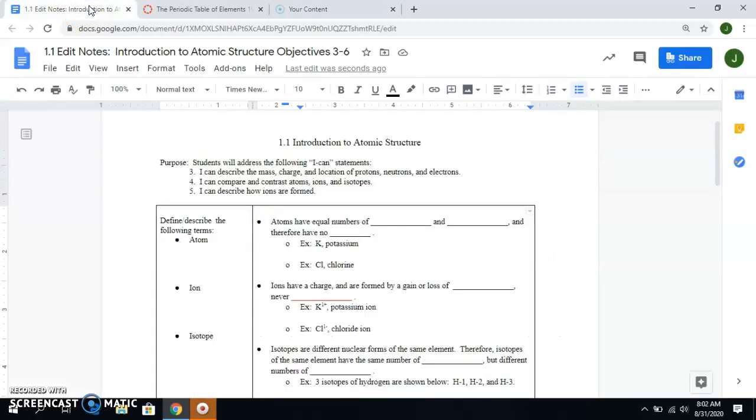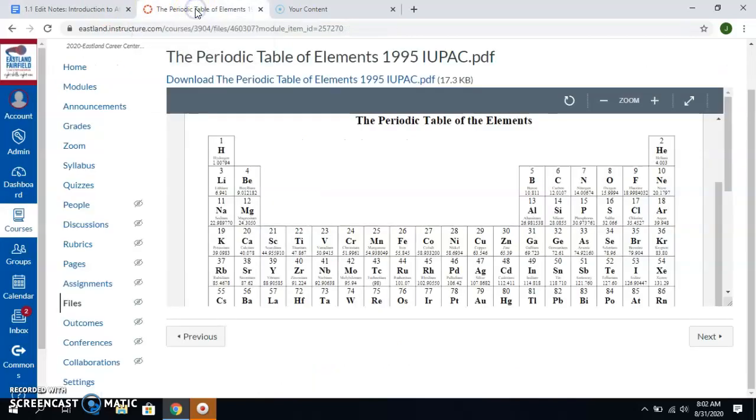Hi everybody, this is Mr. Short. Today we're going to be talking about atomic structure, and in particular we're going to learn about a couple of definitions. We're also going to learn how to calculate the number of protons, neutrons, and electrons in atoms, ions, and isotopes.